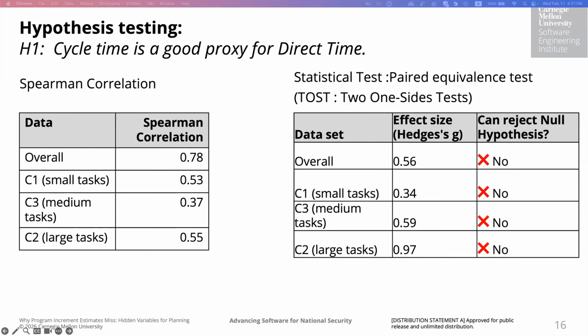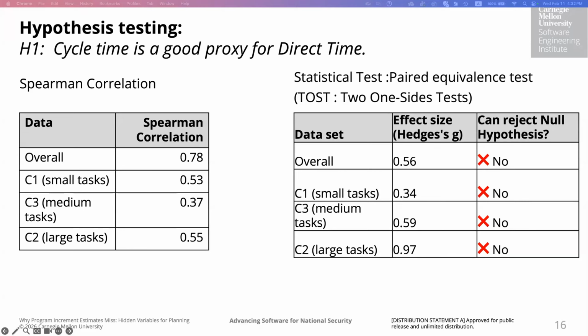it does not mean that the measures are interchangeable. On the right-hand side, we are showing that we performed a paired equivalence test called TOST, which stands for two one-sided tests, with Hedges' g as the standardized effect size. We see that across all data sets, for the overall and within each of the clusters, we cannot reject the null hypothesis of non-equivalence. The effect sizes range here between 0.34 to 0.97, which is not trivial, obviously.